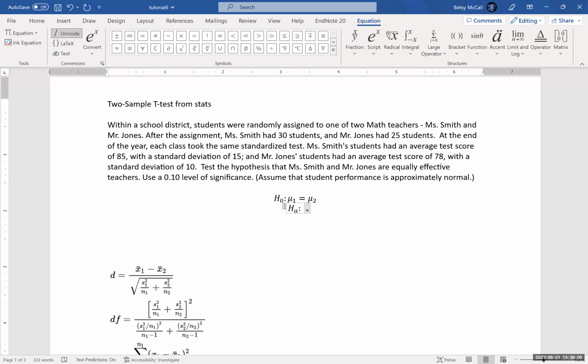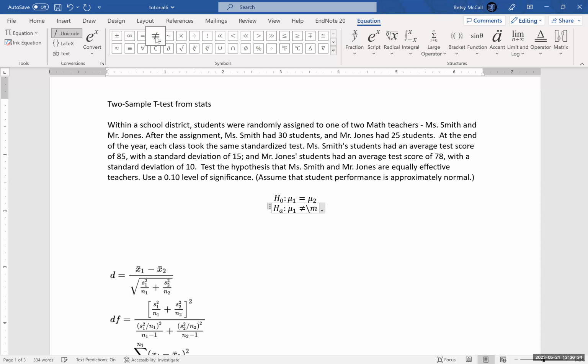is that if they're equally effective, we're not saying who is better or worse. We're not saying that Mrs. Smith is better than Mr. Jones. That would involve a unidirectional inequality, less than or greater than, and then we would have to worry about that. But in this case, we are just testing whether they are equally effective, which is essentially, are they the same or different?